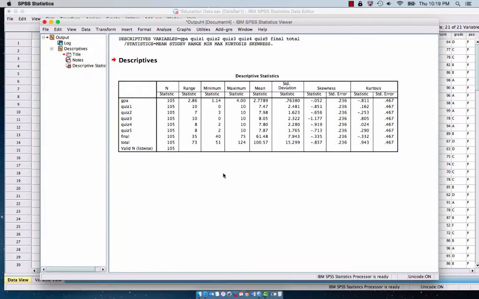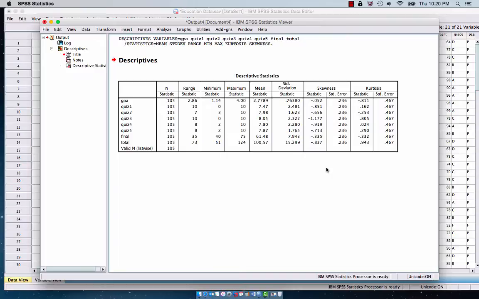And so you get one table, and you can see the range, and the range is the difference between the largest GPA and the smallest GPA. You get the mean, the standard deviation, and then the skewness statistic and the kurtosis statistic.